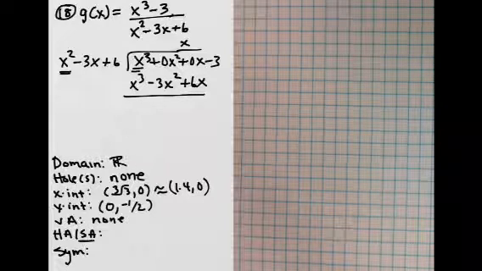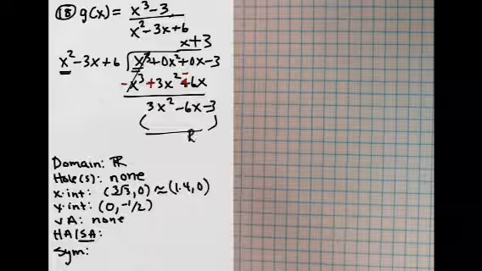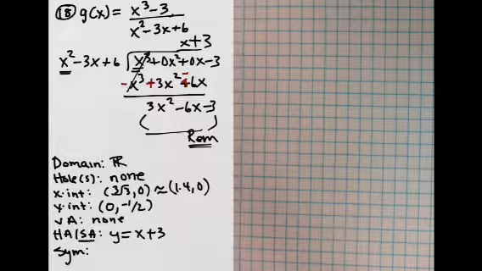And remember, when you divide, we subtract, so that means we add the opposite. So that's minus, that's plus, and this is minus. Then we have 0, 3x squared minus 6x minus 3. x squared into 3x squared is plus 3. And I stop right here because when I subtract here, it's going to be a remainder, and we don't care about the remainder. So my slant asymptote is y equals x plus 3.